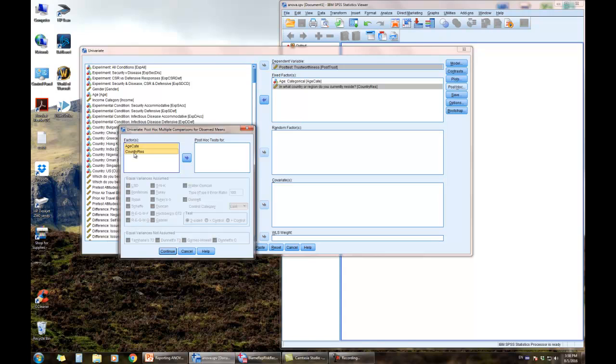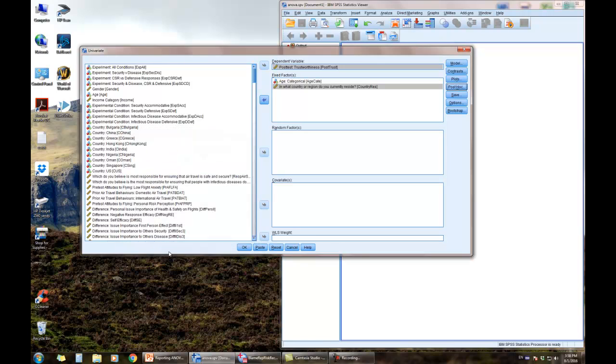So let's select both of our variables and let's move them over. Then let's select Scheffé. You can run any Post-Hoc that you want. I like the Scheffé test because it's conservative, that if it finds differences, you know they're usually pretty meaningful differences. So we check that, and we check continue.